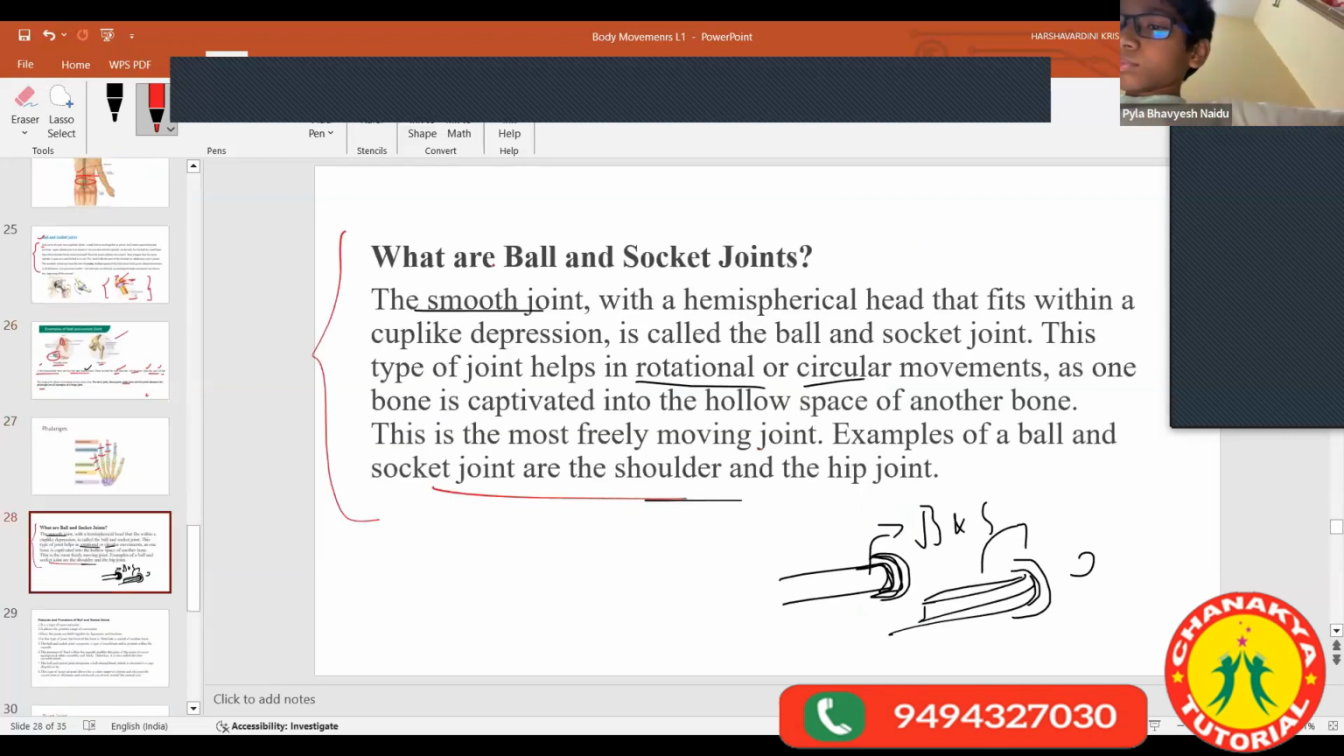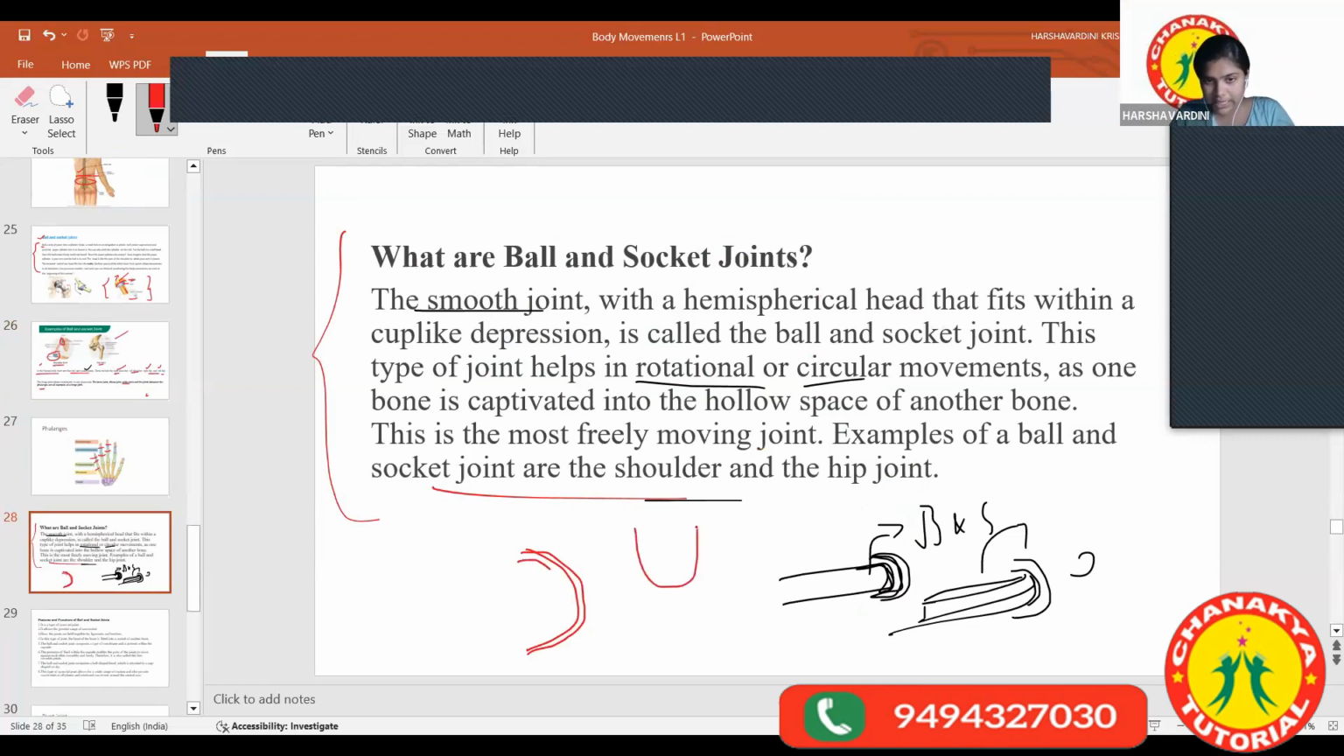Okay. Now going to ball and socket. So, the formal definition of ball and socket: a smooth joint with a hemispherical head. I told you, right, hemispherical head. The head of the ball and socket will be a hemisphere, a half sphere, that fits within the cup. You have a depression. This is looking like a cup, right?